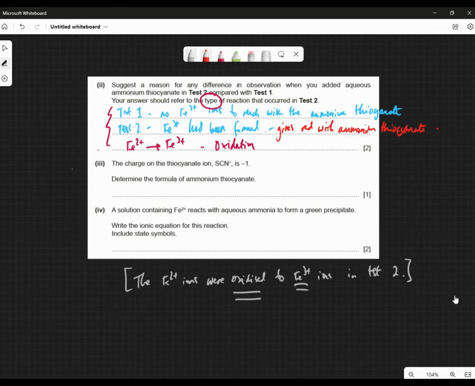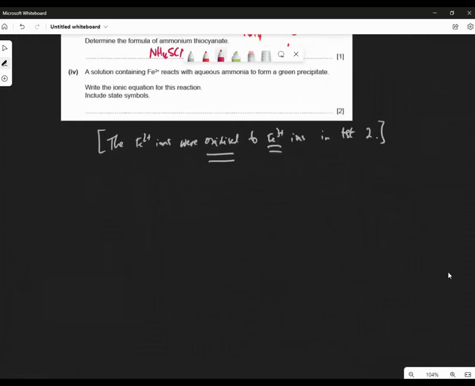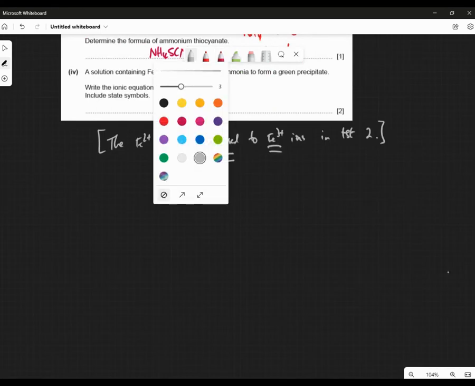All right, now the charge on a thiocyanate ion is -1. What's the formula for ammonium thiocyanate? Well, NH4 is ammonium, it's +1. SCN is -1. They're obviously going to be in a ratio of 1 to 1. So the formula for this is going to be NH4SCN. That's it. Solution containing Fe2+ reacts with aqueous ammonia to form a green precipitate. Write the ionic equation for the reaction. Now, I don't think anyone got this right, or very, very few. Now, let's go back to some qualitative analysis.